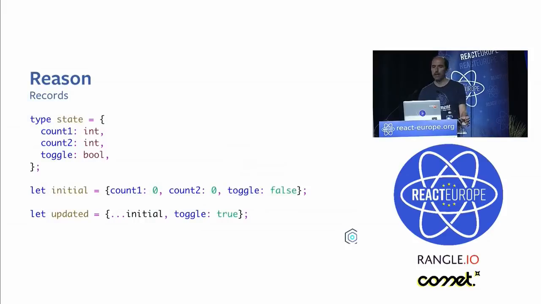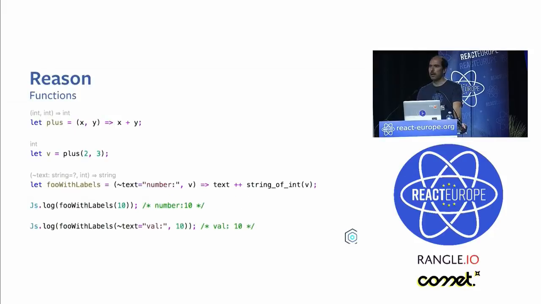So what does it look like? This is a record type state, which has 2 counters and a toggle. The counters are integers, and the toggle is a Boolean. To create a new instance of this record, you just specify with the syntax that you're used to. And to update the object, there is the spread syntax. So far, everything should be completely familiar.